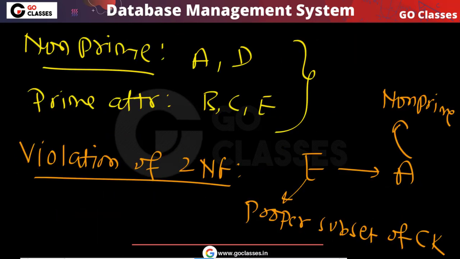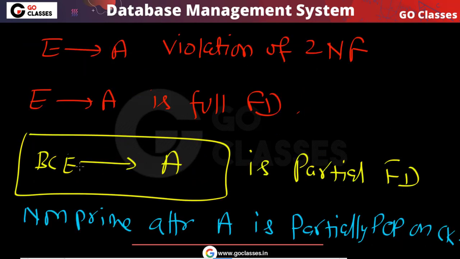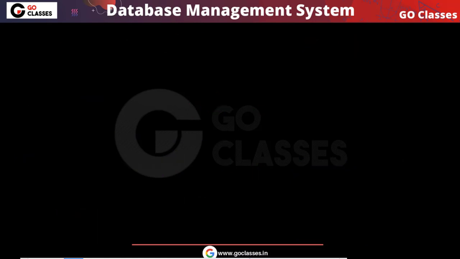Okay, so you have two ways. Either you can check for violation of 2NF, or you can check whether the candidate key implies a non-prime attribute. If this is a partial functional dependency, then I can say that your relation is not in 2NF. Okay, so this is the point.